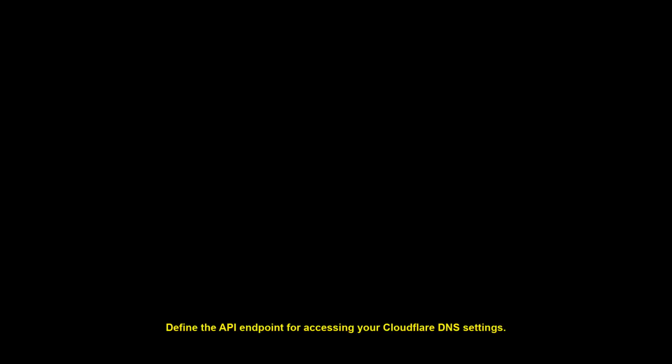Define the API endpoint for accessing your Cloudflare DNS settings. This URL typically looks like https://api.cloudflare.com/client/v4/zones/your_zone_id. Replace your_zone_id with your actual zone ID from your Cloudflare dashboard.